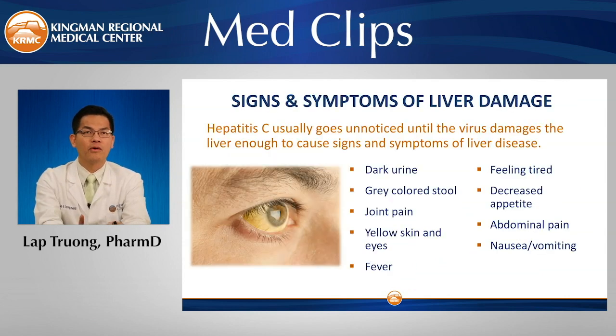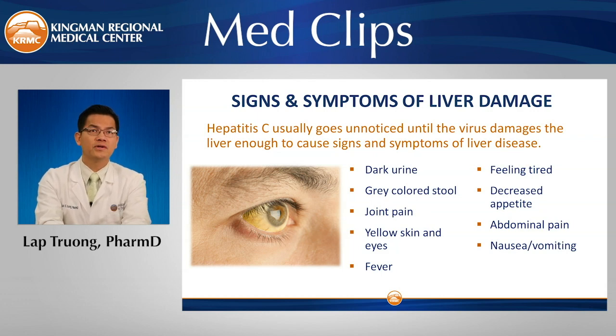So far, we talked about what it is, how we prevent it from happening, and also any type of vaccines possible out there. So now, how do we know we have liver disease? These are common signs and symptoms of liver damage that many people don't pay attention to. Again, like I said, hepatitis C usually goes unnoticed until the virus damages the liver enough to cause signs and symptoms of the disease. For example, if you have dark urine, you think that it might not be related to the liver, but it can be related to your liver condition.